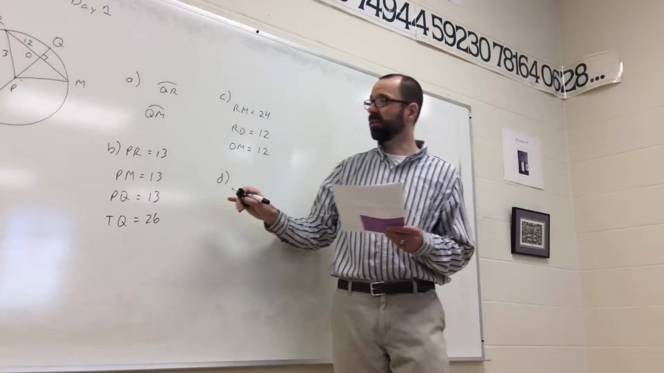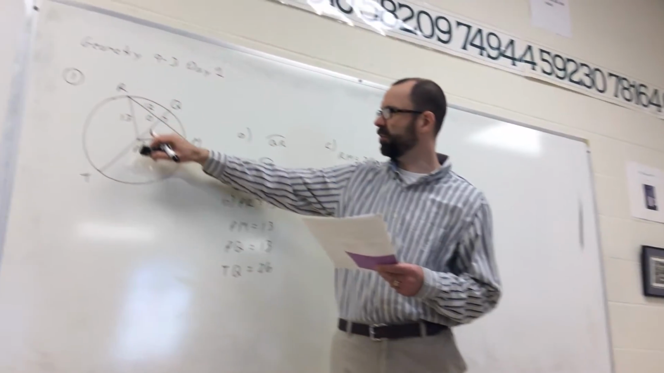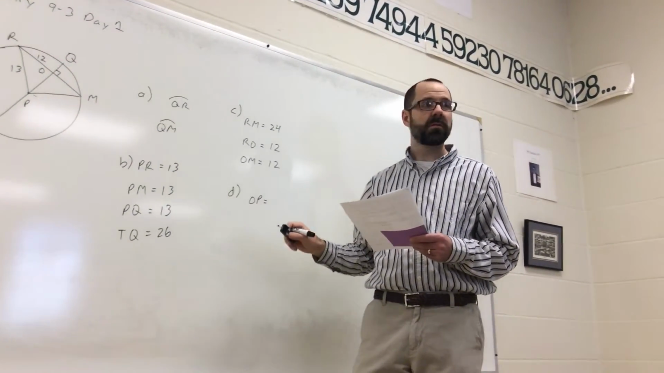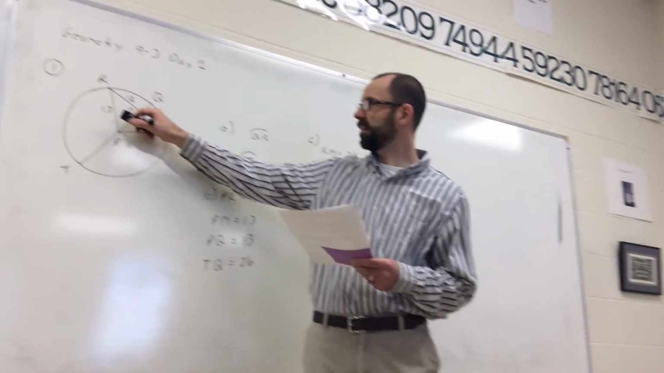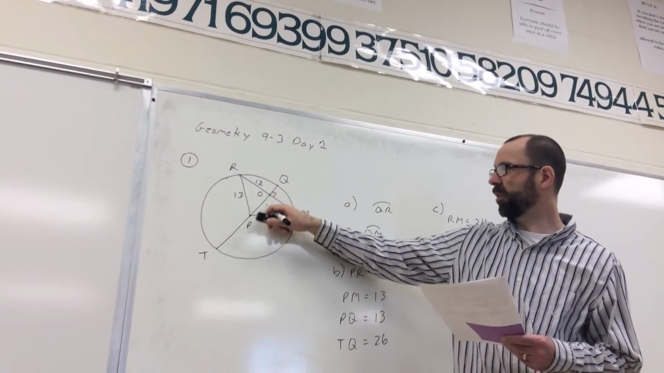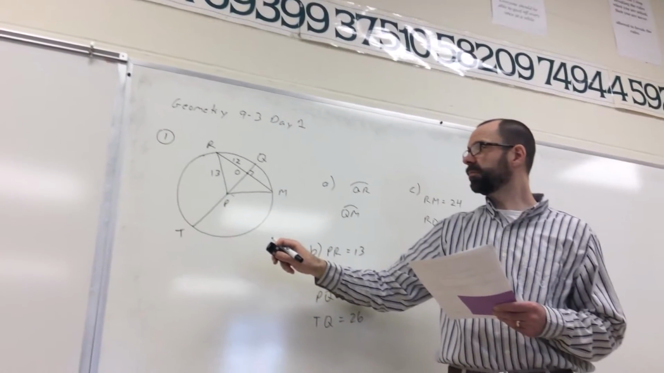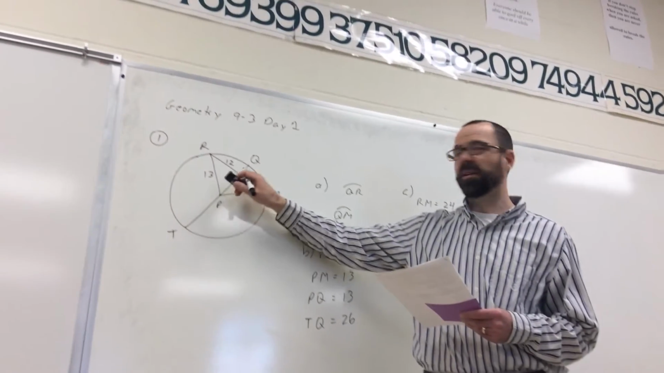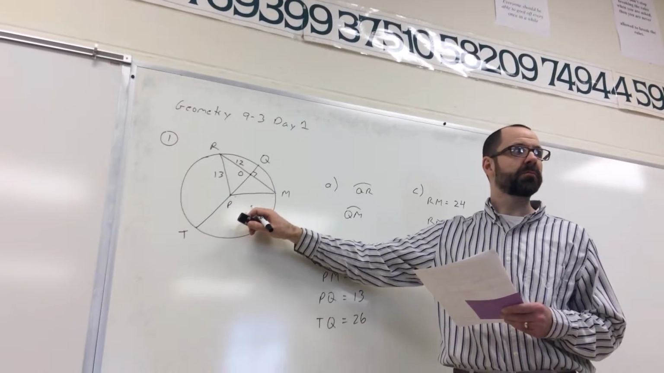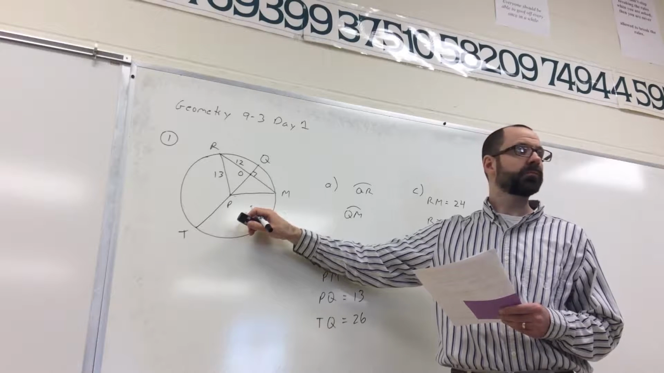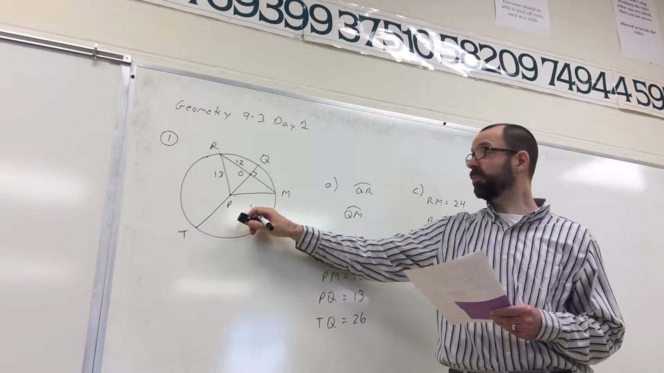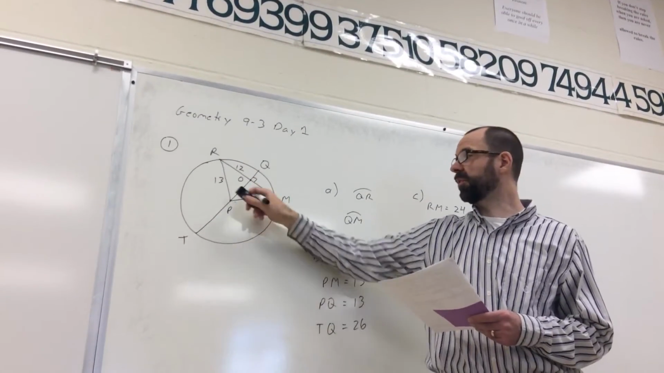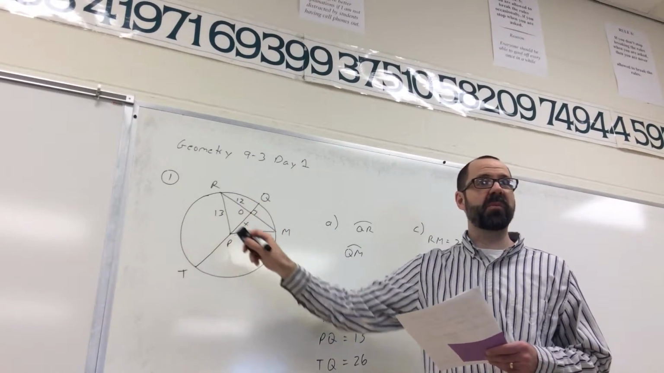Okay, last but not least, they want to know how far it is from O to P. So from there to there, how far from O to P? Any ideas on how we can figure that out? Yeah, Rachel. Good, Pythagorean theorem. This triangle here is a right triangle, right? So we can do leg squared plus leg squared equals hypotenuse squared.